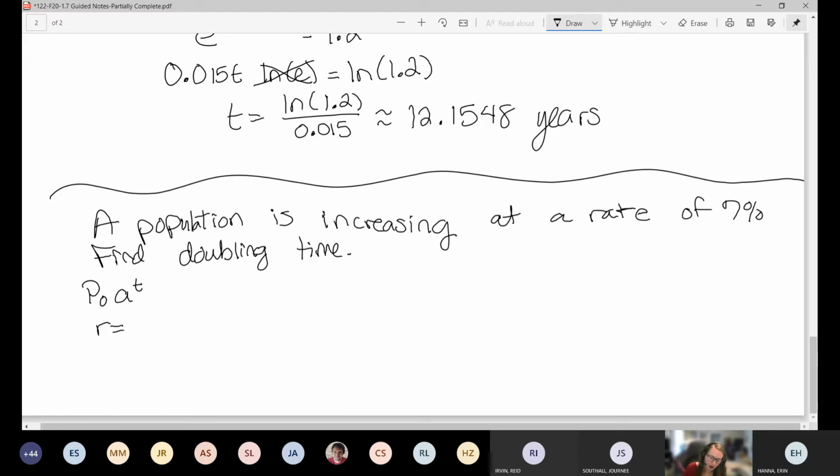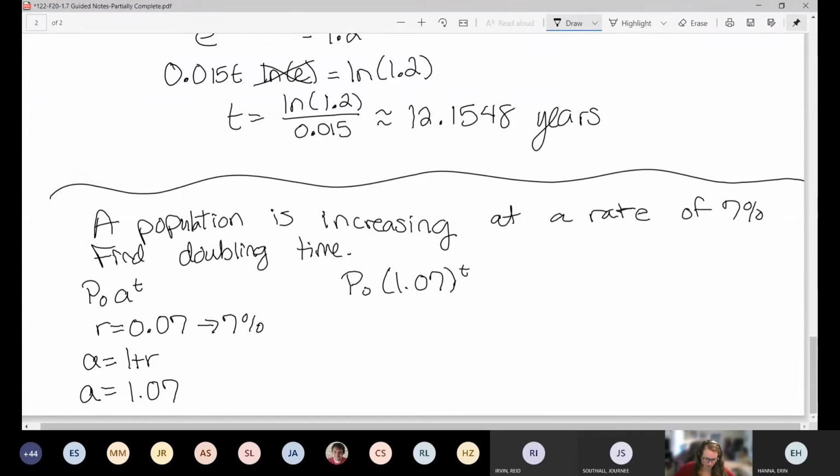What I do have here is that R is 0.07 because that's what 7% is as a decimal. So if A is equal to 1 plus R, then A is going to be 1.07. So I know that the function I'm working with is P0 times 1.07 to the T. Don't know what P0 is, but again, don't need it. Because doubling time is asking for how long it's going to take for this initial value of P0 to double. And I can just generically write down, well, it's going to be twice whatever P0 is. And the reason that's okay is because of the first step we're going to do to start solving this.